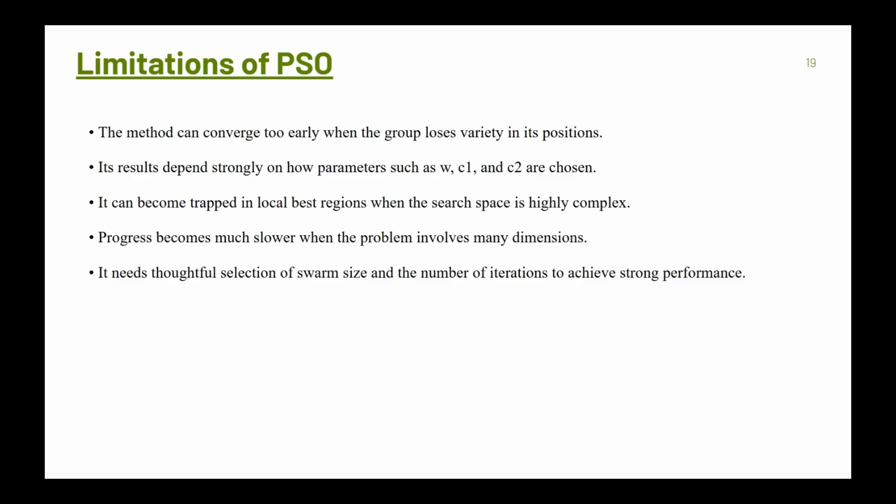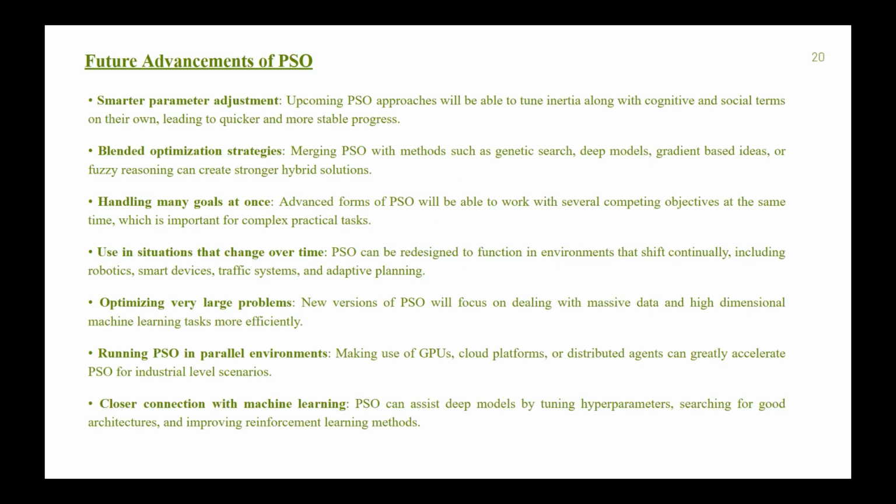And the fourth point is that the progress becomes much slower when the problem involves higher dimensions. The fifth one being that it needs a very thoughtful selection of the swarm size and number of iterations to achieve actual good performance. Now, the following are the future advancements of PSO. First of all, smarter parameter adjustment can help it tune the inertia along with cognitive and social terms, which can lead to quicker and more stable progress.